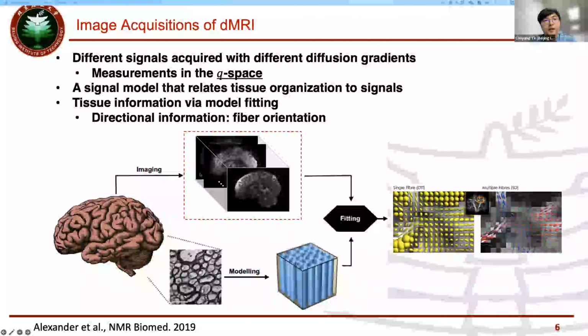On the other hand, we can design some signal model that relates the tissue organization of interest to the signals we have observed. Then with some model fitting, we can infer the tissue information. In today's presentation, we're interested in the directional information of tissue so that we can infer how the fiber tracts propagate in the brain.